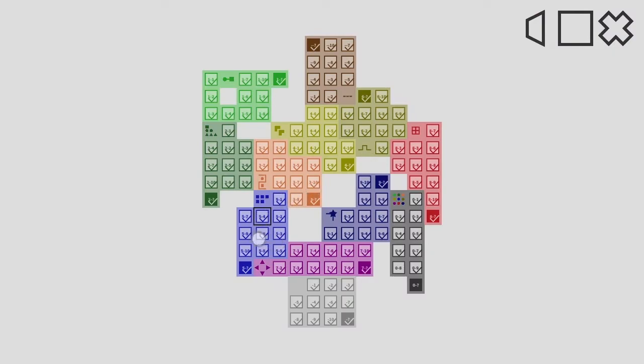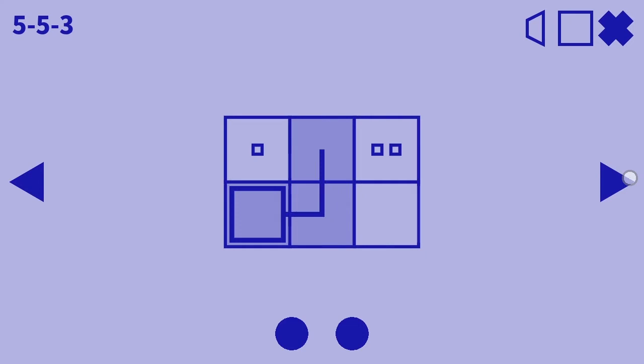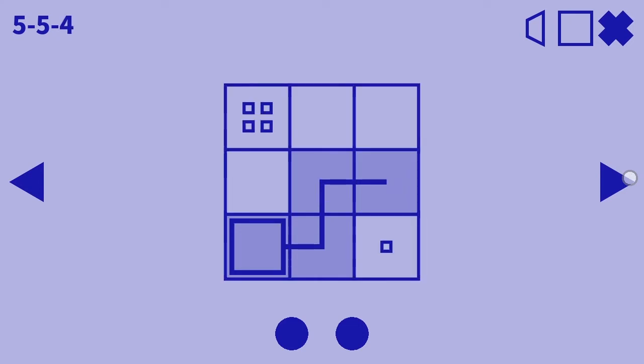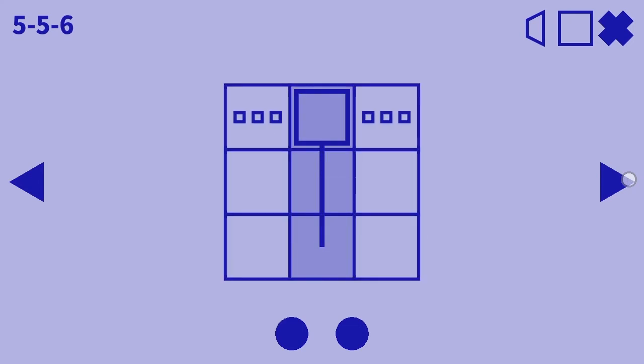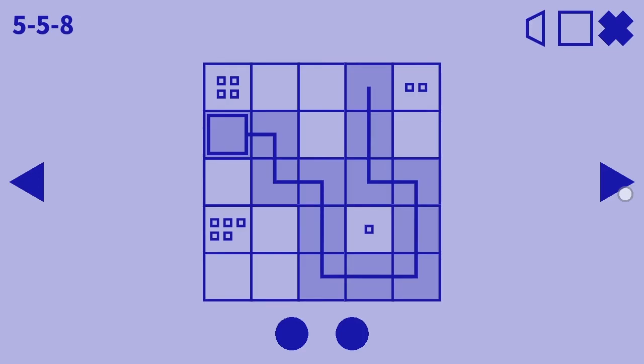5, 5. Where is 5, 5? Down there, weirdly. Number of spaces in the area. Yep. And they add up. Yep. So this is also fine. Yep.